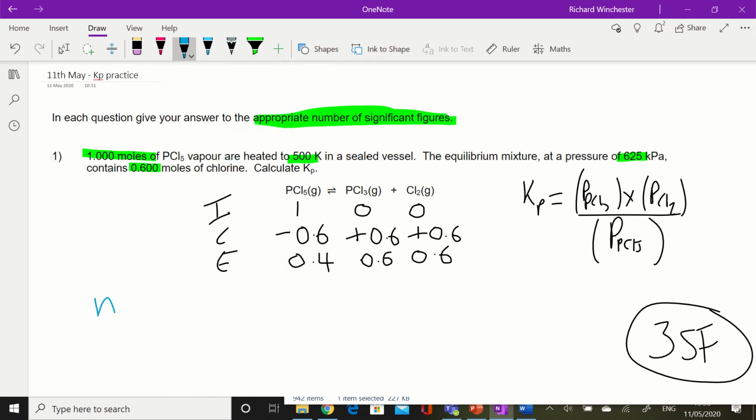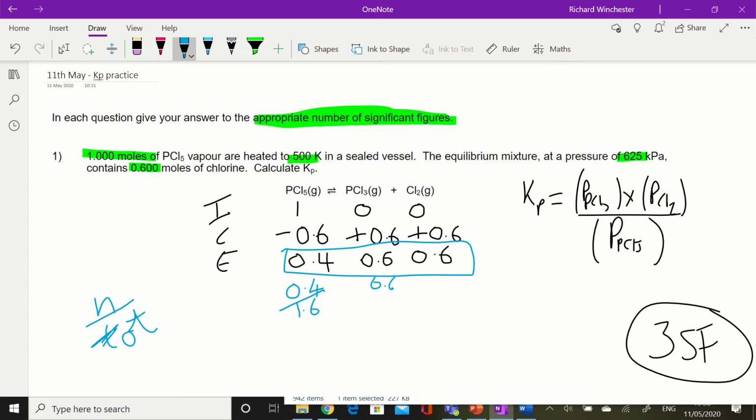Mole fraction first. Mole fraction is number of moles divided by total moles, and we need to calculate it for each thing. So for PCl5, it's going to be 0.4 divided by total moles, and this is the whole mixture, so everything together. I can't separate my products and reagents in this vessel, so they're all mixed together. 0.6 plus 0.6 plus 0.4 is 1.6. So 0.4 divided by 1.6 is that mole fraction.